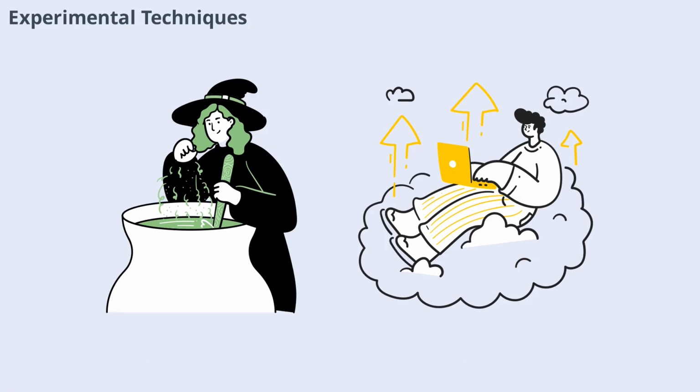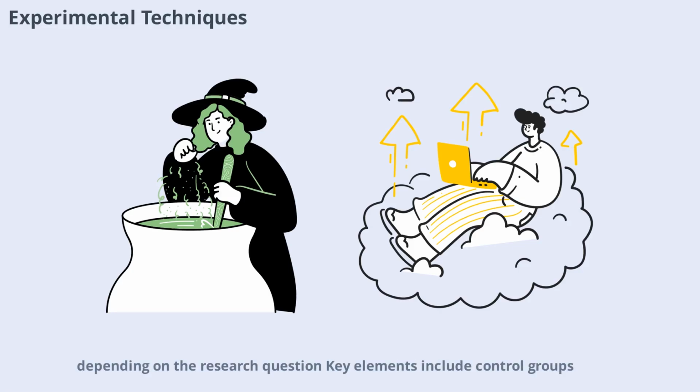Experiments can be conducted in laboratories or in the field, depending on the research question. Key elements include control groups, randomization, and replication to ensure reliable results. Let's take a closer look at how control groups are used in biological experiments.